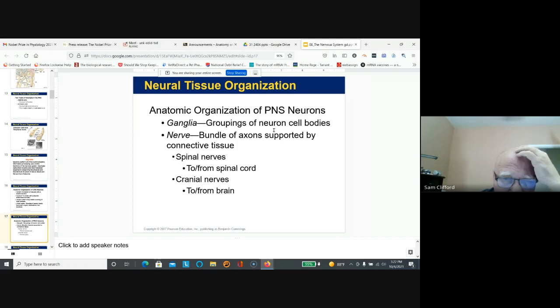Groups of neuron cell bodies outside of the central nervous system are a ganglion. A nerve is a bundle of axons. Spinal nerves pick up information from the exterior and take information to and from the spinal cord. Cranial nerves, which you will learn all of the names of, take information to the brain and from the brain.